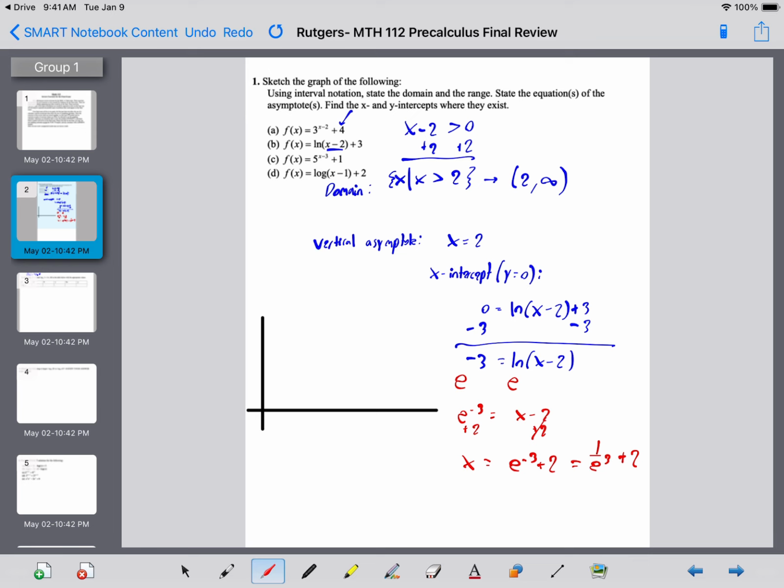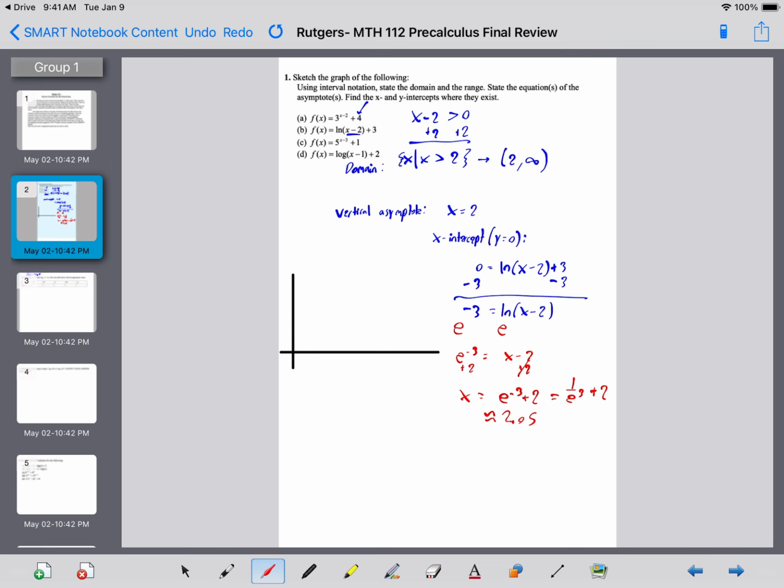Just to get the numeric value when we do our sketch, I will put this in the calculator. It's approximately 2.04978768. So 2.05, it's approximately. So that's how you would find your x-intercept.